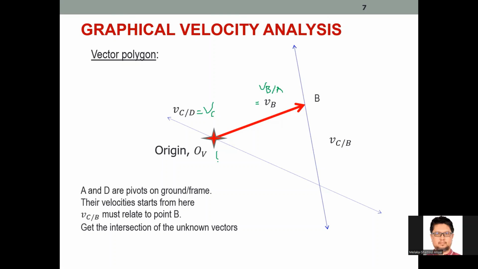Maybe I use my magic pen. So over here, this is ground. This one. So that is ground. Does it look like ground? It better be.